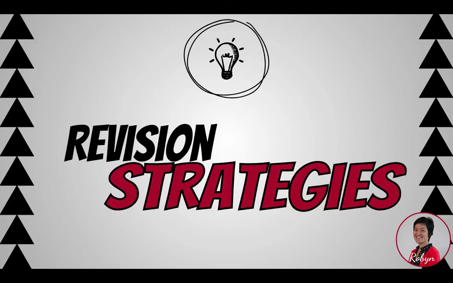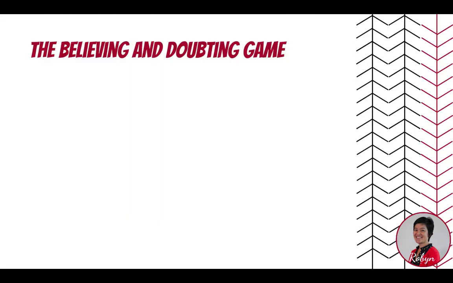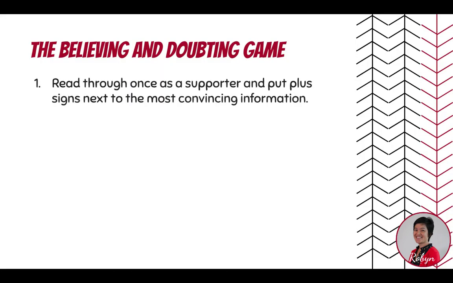Next, we're going to try out a revision strategy called the believing and doubting game. First, we're going to read through our draft imagining we are our strongest supporter, maybe a family member, friend, or teacher who is always encouraging us, who always sees.